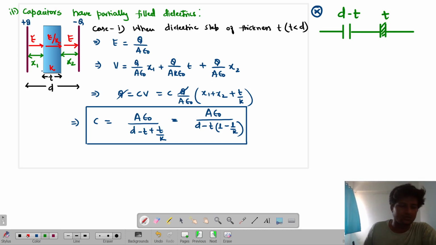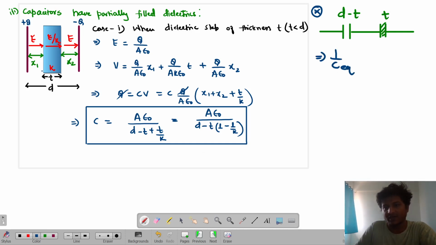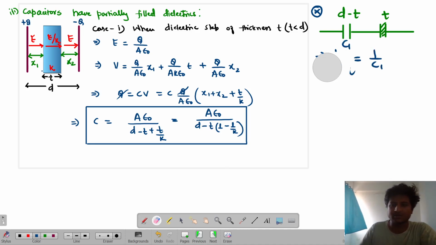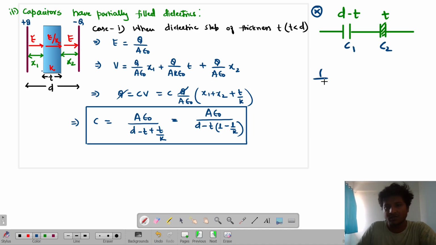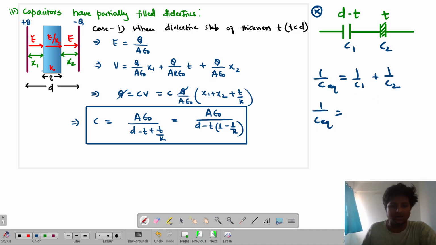So now, look over here. What is the formula of capacitance if it is in series? 1 by C equivalent is equal to 1 by C1. Let me erase. Call this C1, call this C2. So 1 by C equivalent is 1 by C1 plus 1 by C2. For C1 it is simple: epsilon naught A by D minus T, isn't it? So D minus T will go up and it will become D minus T by A epsilon naught.